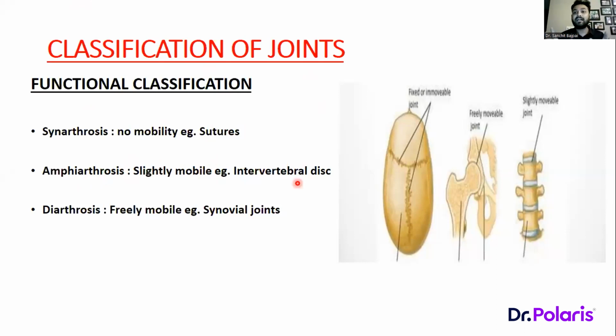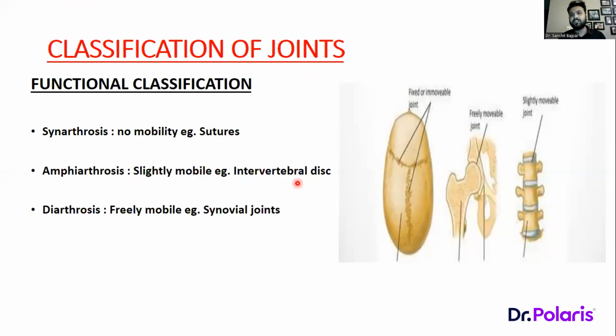Now comes D. D means diarthrosis. That means freely mobile joints. So any particular joint which is freely mobile, that can be an elbow joint, can be a wrist joint, can be my metacarpal joints, can be my knee joint, hip joint. They are all a variety of synovial joints.